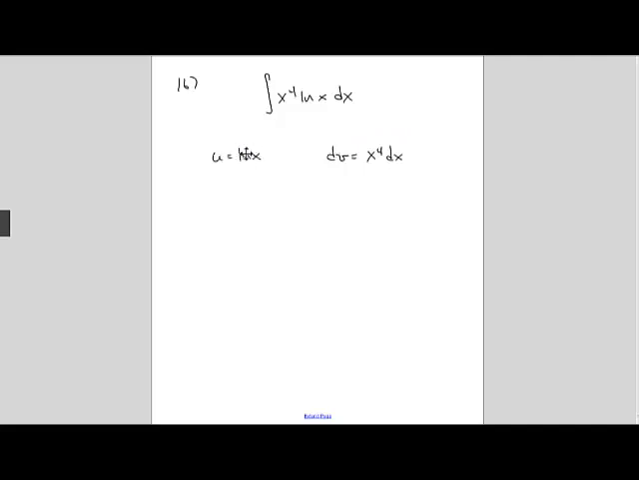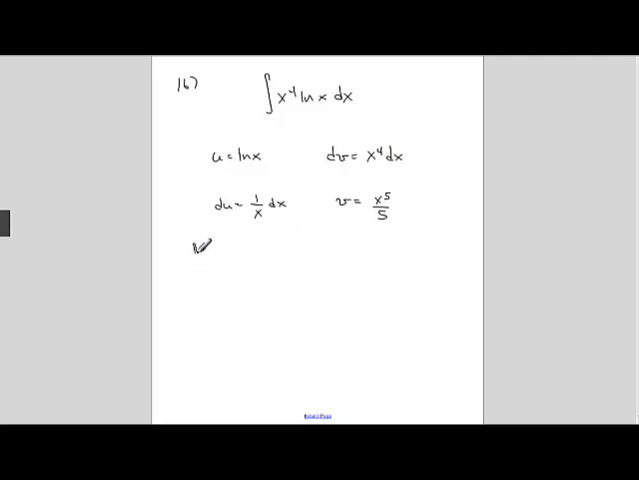And when we take the derivative of the natural log, it will be a simpler function. So the derivative of the natural log is 1 over x times dx. To get v, we integrate x to the 4th dx, which will be x to the 5th over 5. And we don't have any dx or anything there. Okay, so those are the 4 parts that we need to do integration by parts.